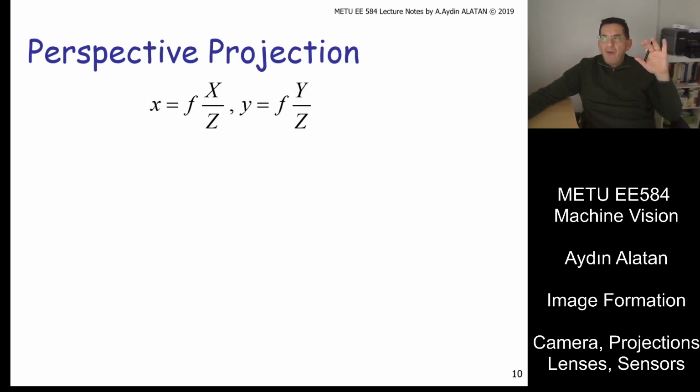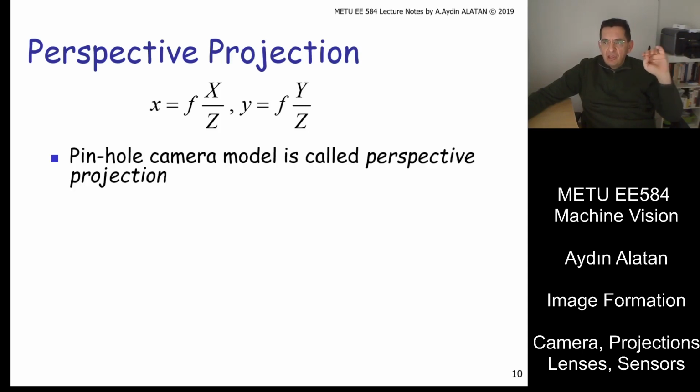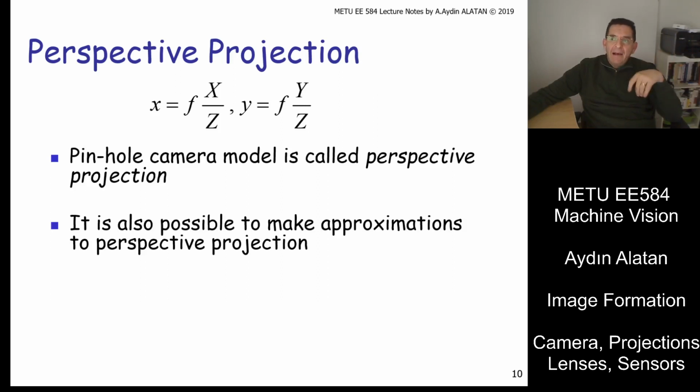Okay, now let's give a name to it. It is called perspective projection. Perspective projection is this, which is obtained for modeling pinhole cameras, and it is being used in real life. All the camera lenses are based on this idea, but sometimes we make some approximations.